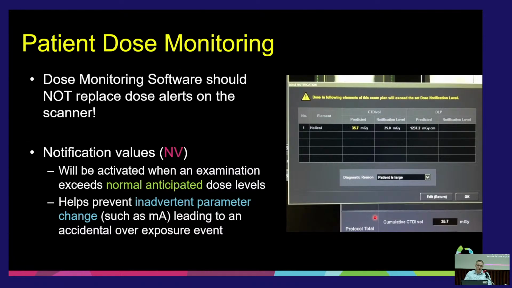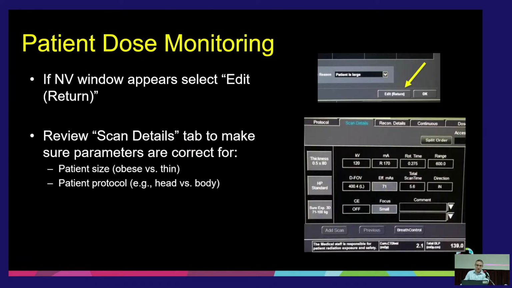Now, there's occasionally when you did that on purpose, and it's almost always because maybe a patient shows up and they're just larger than expected, or they can't lay perfectly supine. Maybe they're in a contorted position, or their arm has to be down to their side. And so you say, I know I need a little bit more radiation dose, so you manually change that. Then you would simply say in this case, oh, I know it's going to be higher, so I tell them the reason. This is an example. You can say patient is large, and you hit OK, and the scan proceeds fine.